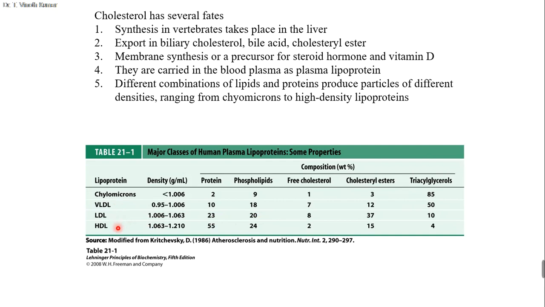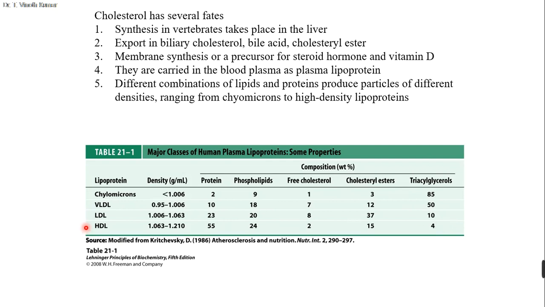And next one is HDL. The concentration of protein is very high. At the same time, the cholesterol esters and the free cholesterol are also high, and only a very small quantity of triacylglycerol may be there. HDL is very important to reduce the concentration of cellular cholesterol and cholesterol esters. So that is a very important one.